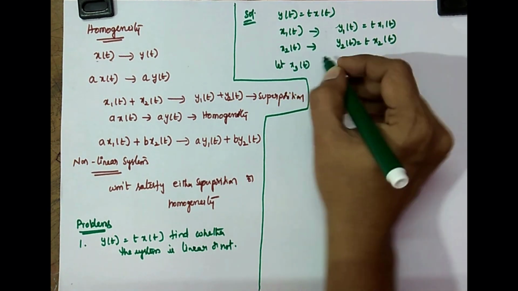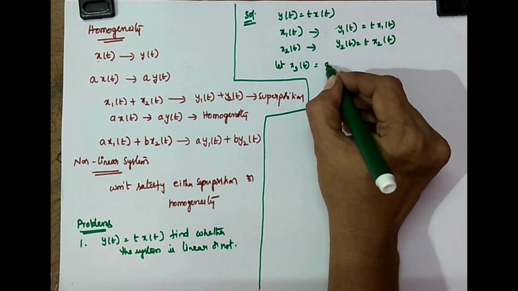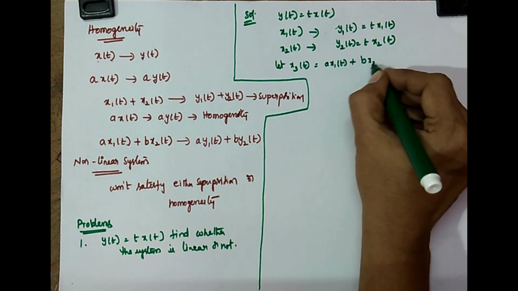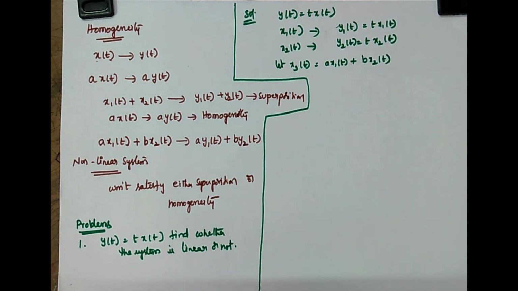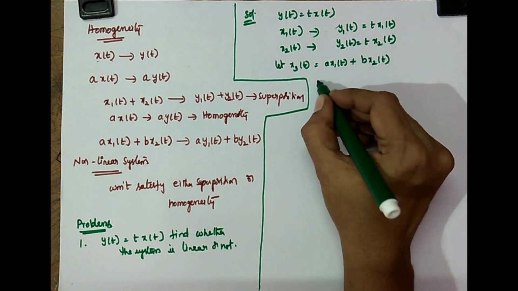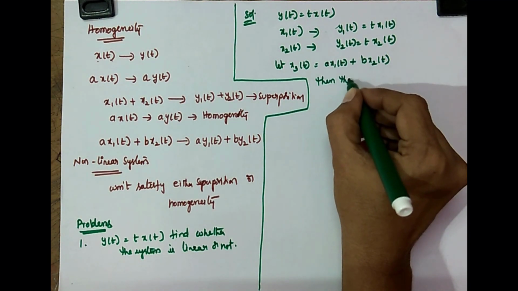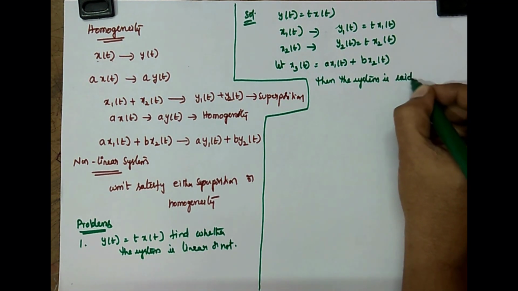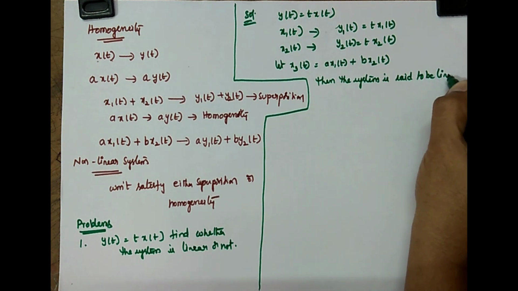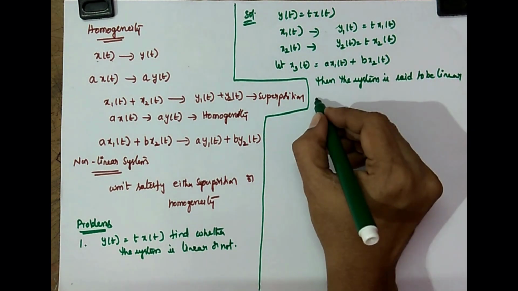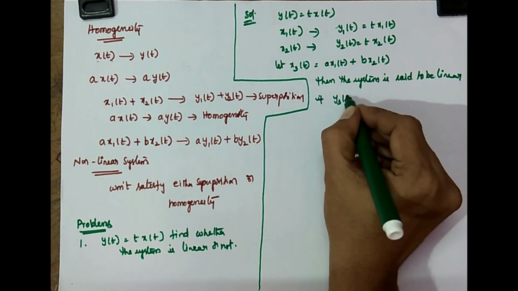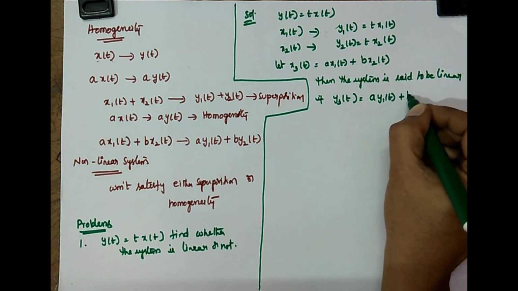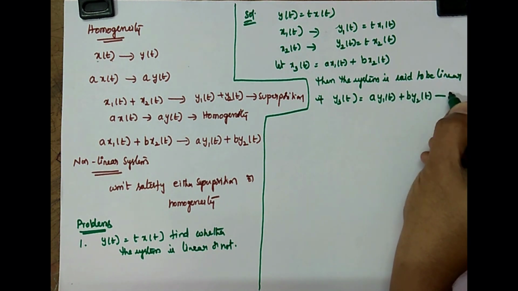Carefully observe the procedure. Let x3 of t equal to a into x1 of t plus b into x2 of t. Then the system is said to be linear if you get y3 of t, which is a into y1 of t plus b into y2 of t. Let this be equation number 1.